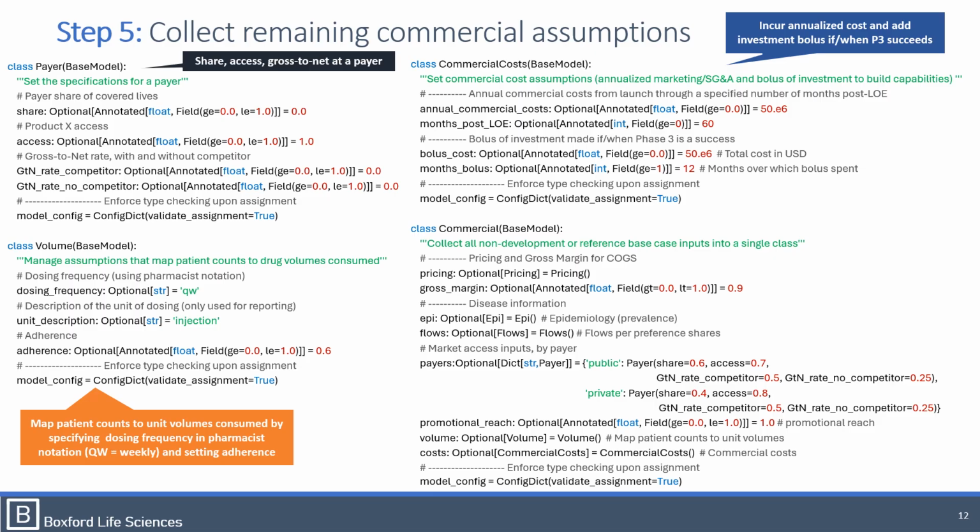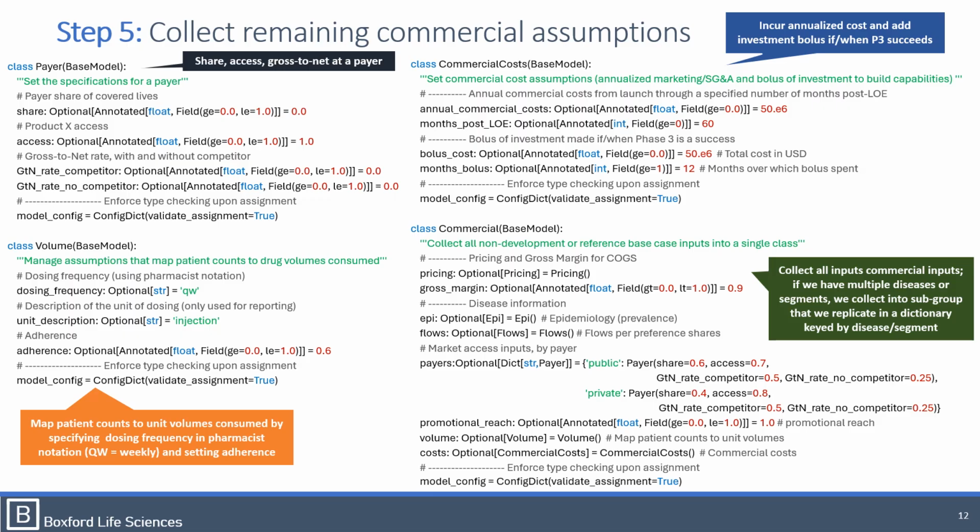Next, we have a bolus of investment that's made if and when phase 3 is a success. So we say what's the total cost of that? By default, $50 million, and then what is the months over which that's spread? In this case, it's a year.